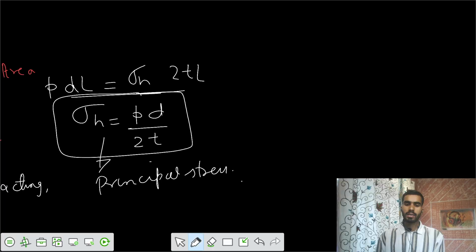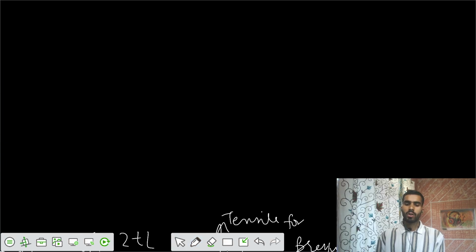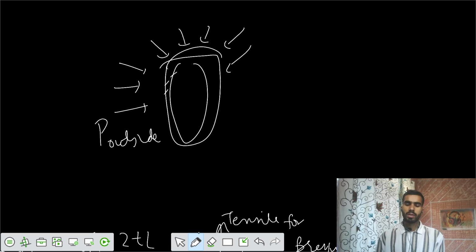And we say that it is tensile for fluid pressure if the pressure is inside. And for the outside pressure, that means inside there is no fluid, but from the outside there is some pressure. For that, the stresses that would get developed on that material cross section would be compressive in this fashion.